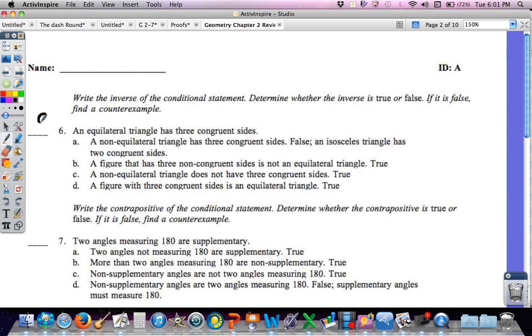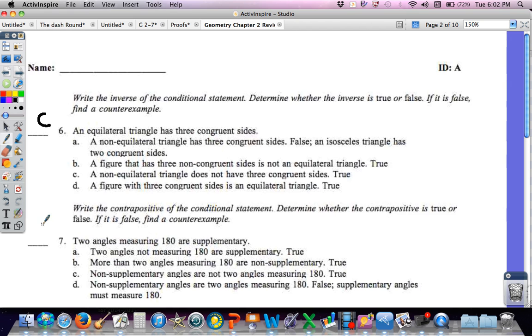Number 6, the answer is C. They're asking us to write the inverse of the conditional statement and determine whether the inverse is true or false. An equilateral triangle has 3 congruent sides. A non-equilateral triangle does not have 3 congruent sides. So not and not, this is the inverse, and that inverse is true.